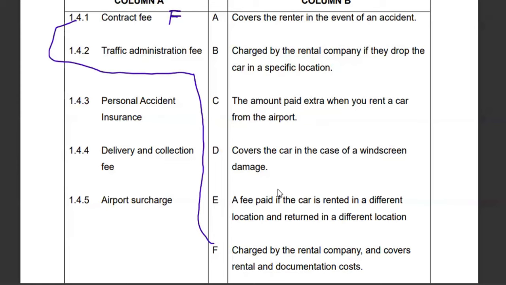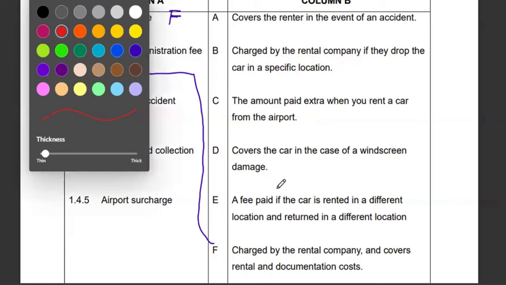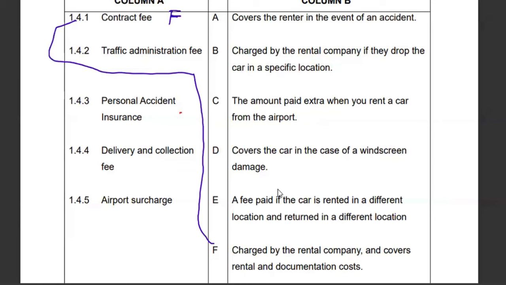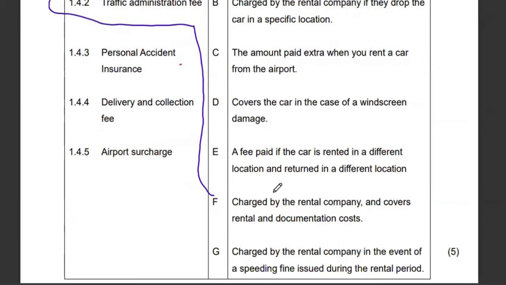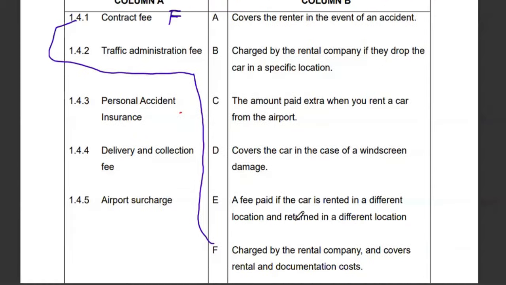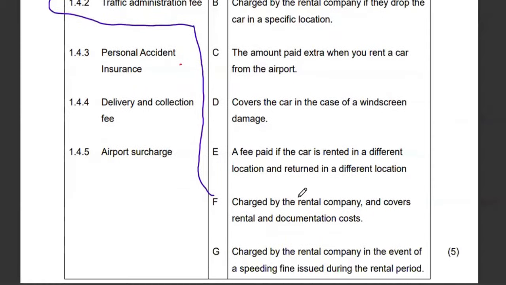Then traffic administration fee. When you talk about traffic administration fee, we are talking about a fee charged by the rental company in the event of a speeding fine issued during the rental period. So the correct letter for this one will be the letter G.